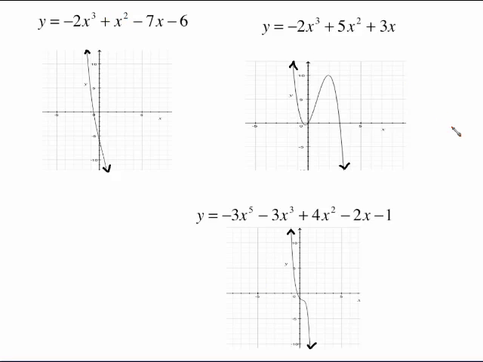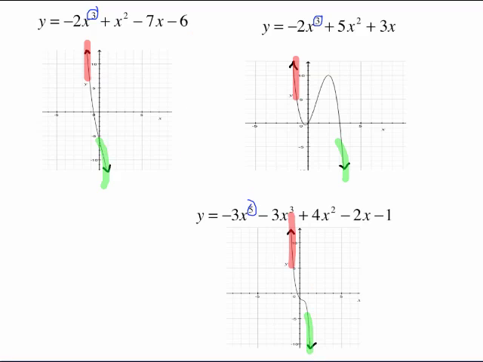Take a look at your powers. All of these powers are odd, but the coefficients now are negative. Notice what happened. We're in the opposite direction. We are rising left. Every one of these is rising to the left, and it is falling to the right, falling down to the right.